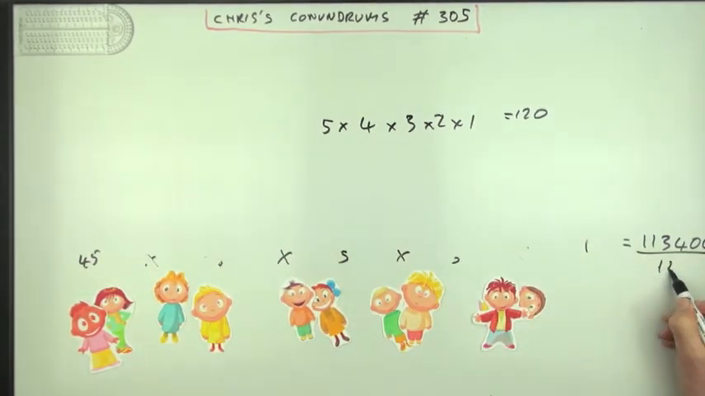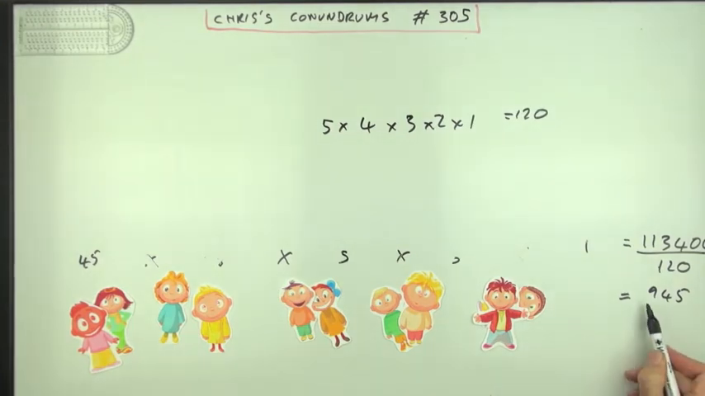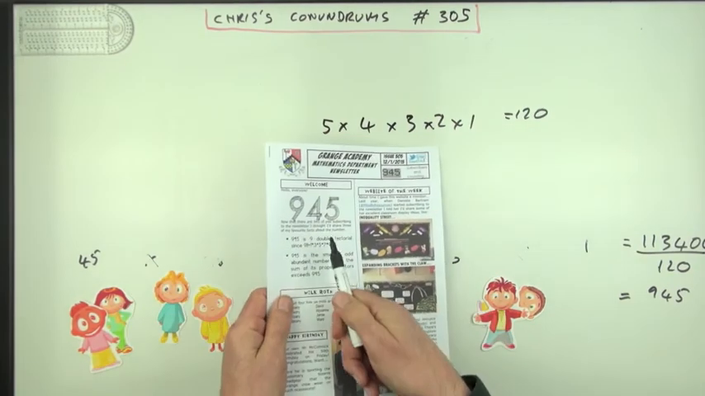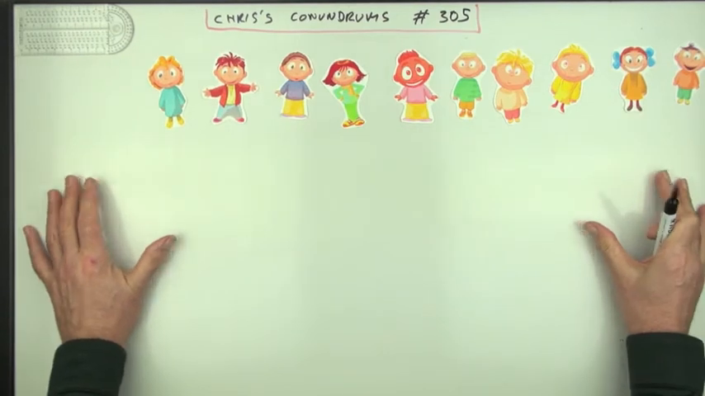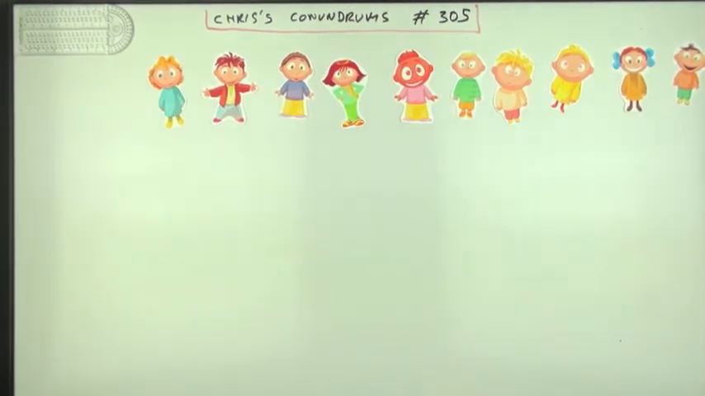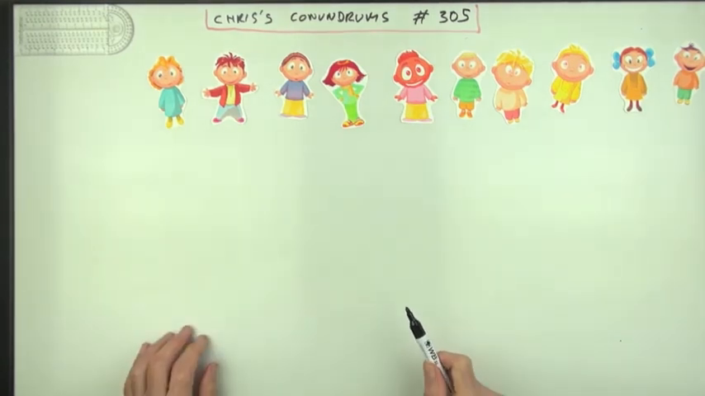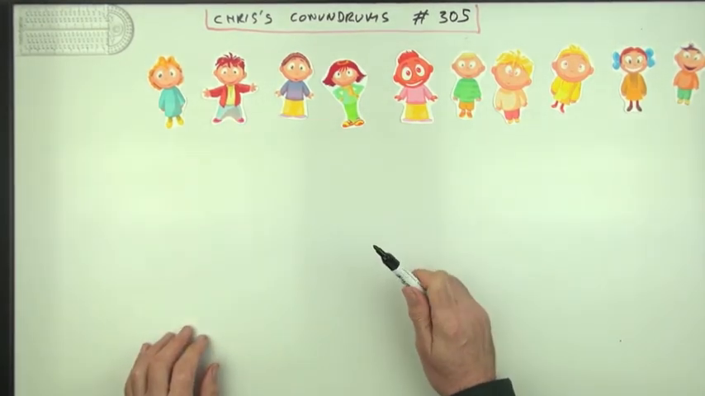So dividing that by 120 gives you 945. And that's the answer to this one. 945, which you may notice is the same as the number of subscribers. So what's the quicker way? Well, the quicker way is essentially doing the same thing as that finishing order. How many ways can I arrange pairs in this?